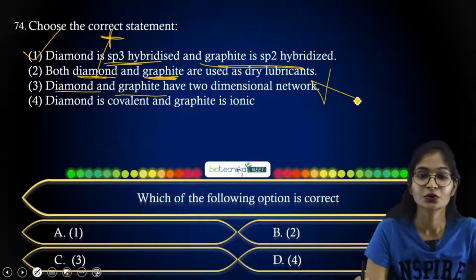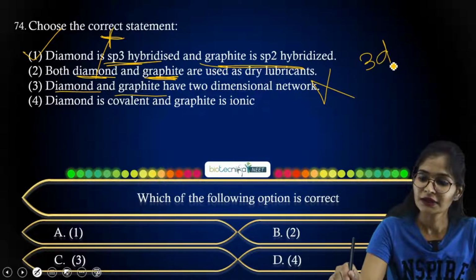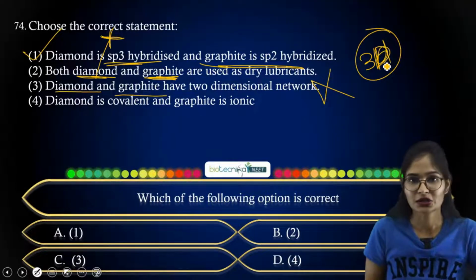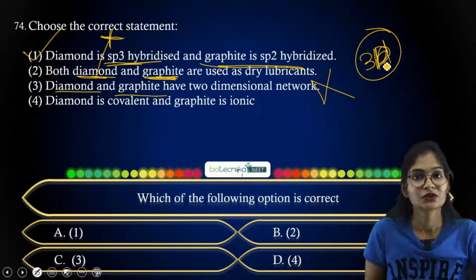No, this is not true. Both are having a 3D network in them, right? This is the three-dimensional network they have. So statement 3 is also false.